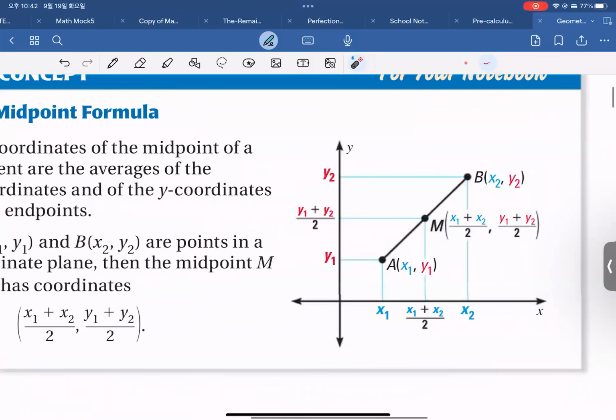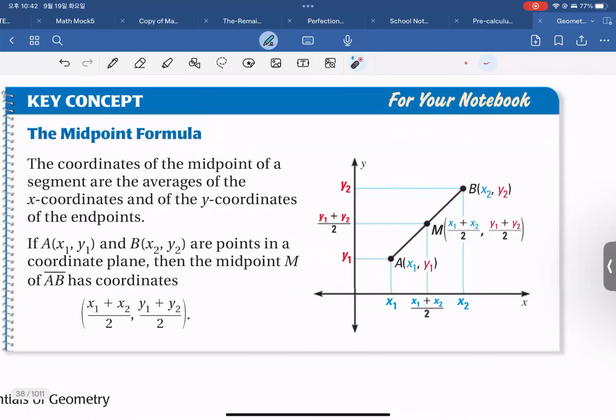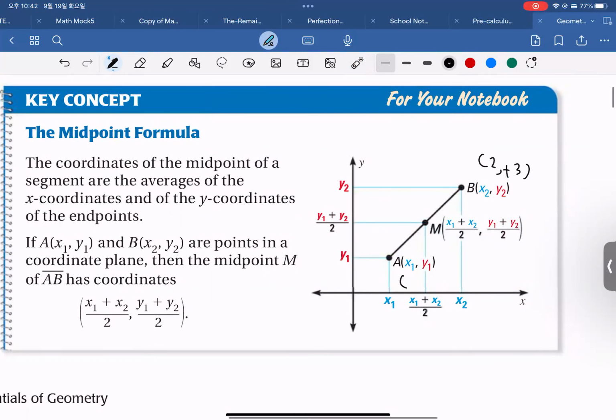So if you're trying to find the midpoint of segment AB, first of all you add the x values. Let's say here's 2 comma 3, and here's 1 comma 2. Then you're basically adding the x points, which is 2 plus 1, which is 3, divided by 2, comma y1 plus y2, which is 5 divided by 2. So this would be your midpoint, right? That's basically how the midpoint formula works.